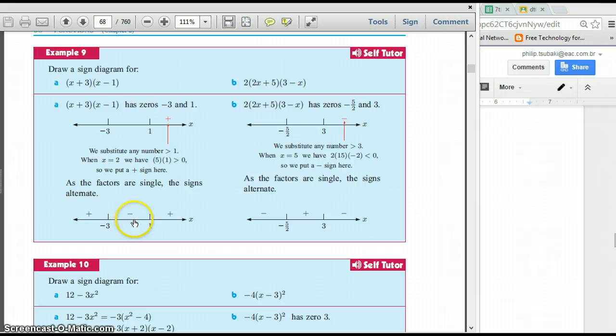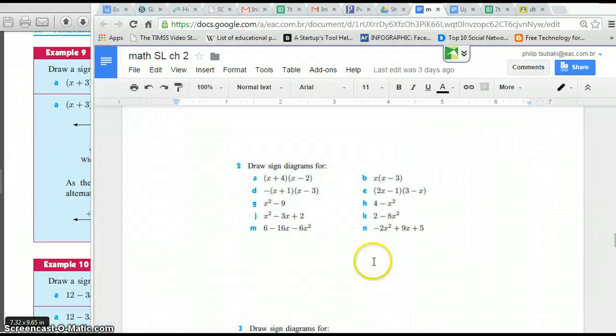Another way you could do this one here is it's a parabola. And it's a parabola that opens up because the a factor is positive. In that case, you know that it goes from being positive to negative and then positive. So it's positive, negative, positive. Back to the problem sets.